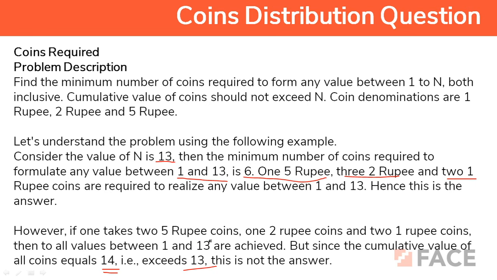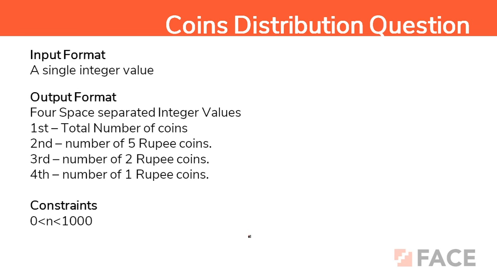So even though here you can do it with just 5 coins, that is 2 5 rupee coins, 2 1 rupee coins and 1 2 rupee coin, they are saying that is still not your answer because the value cannot exceed 13. Okay. There is further explanation about the question.